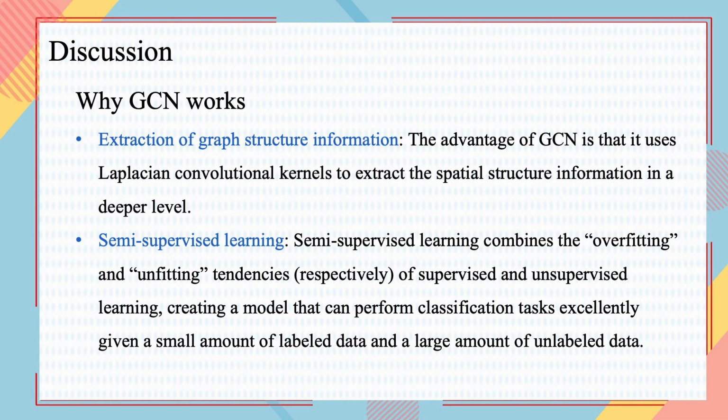And why does GCN work? First, extraction of graph structure information. The advantage of GCN is that it uses Laplacian convolutional kernels to extract the spatial structure information at a deeper level. Second, semi-supervised learning. Semi-supervised learning combines the overfitting and underfitting tendencies, respectively, of supervised and unsupervised learning, creating a model that can perform classification tasks excellently given a small amount of labeled data and a large amount of unlabeled data.